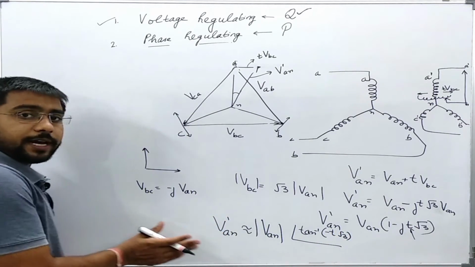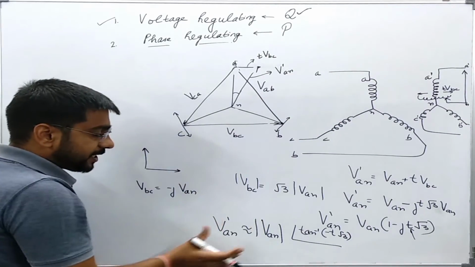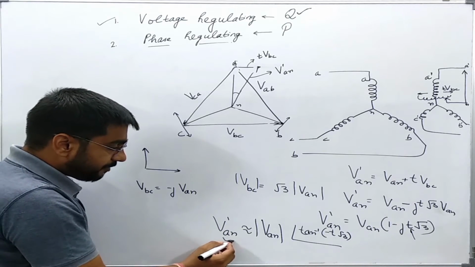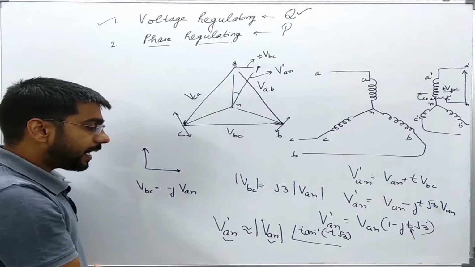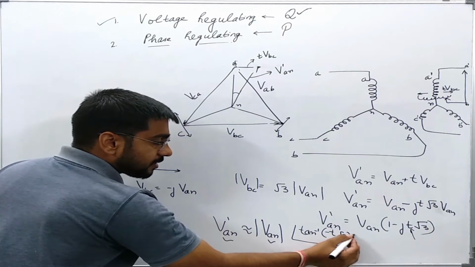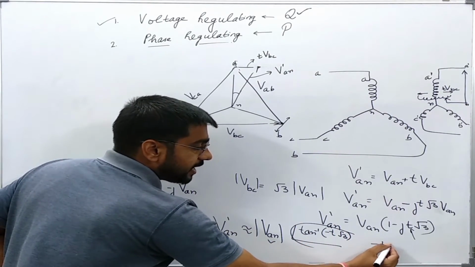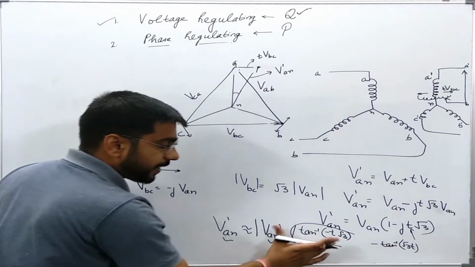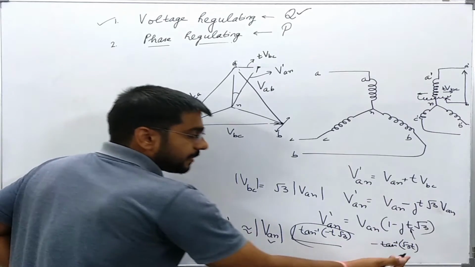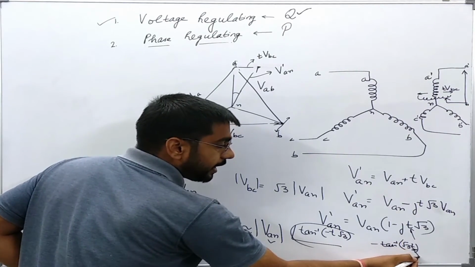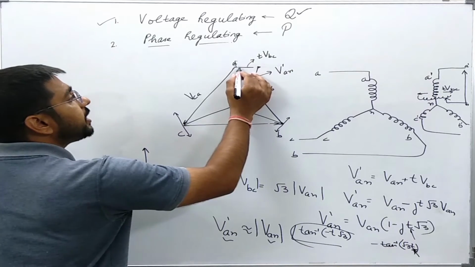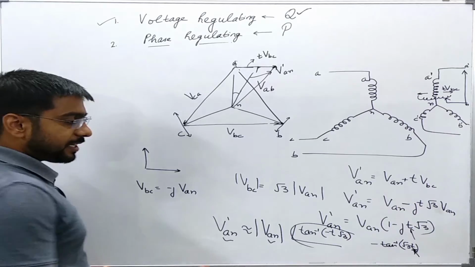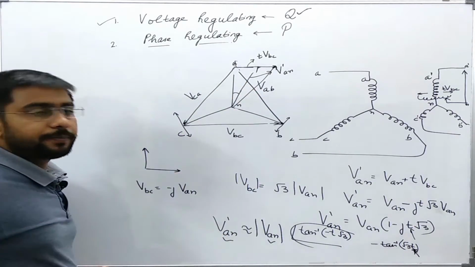Okay, so in this way I have made a transformer which is just shifting the phase of the voltage and the magnitude remains the same, VAN. The angle is changed by just this amount, which is minus tangent inverse root 3T, and this phase angle is controllable just by varying this magnitude T. If I increase this T, then the phase will change more. So in this way I can control the phase shift.